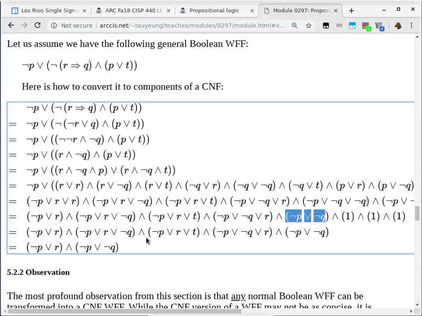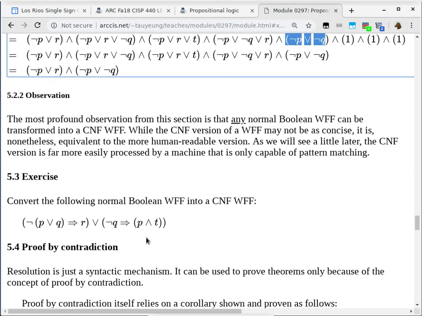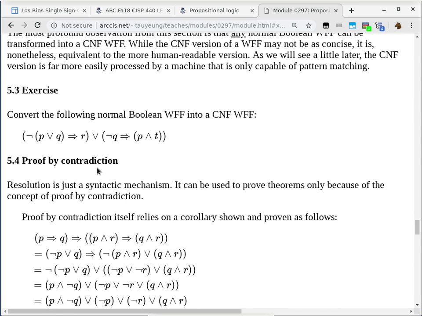This is an example just to show you that yes, we can transform any Boolean expression of any complexity into a CNF. Now it might take a few steps, it might look a little ugly in between, but we can do it in the end. So here's another exercise for you guys to do. I mean, you guys can do it.